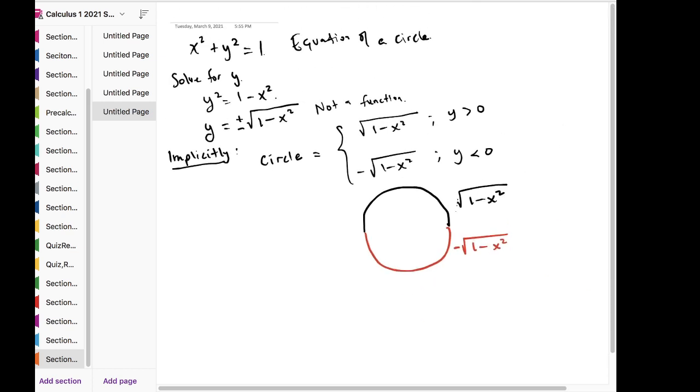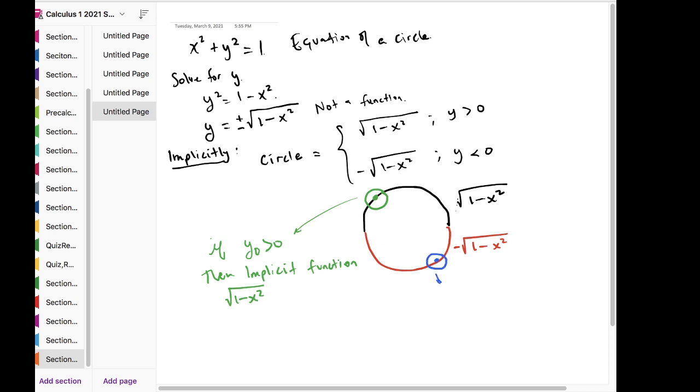So what's the implicit function of a circle? Well, you take a point and you say, if the y value is positive, then the implicit function is the square root of 1 minus x squared. However, if you take a point and the y value is negative, then the implicit function is negative square root of 1 minus x squared.